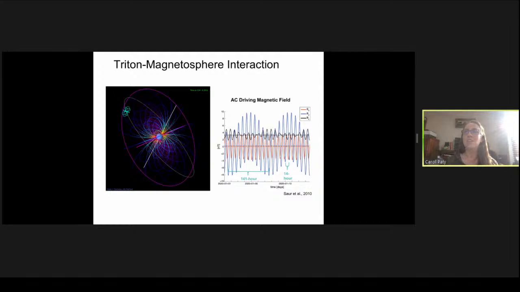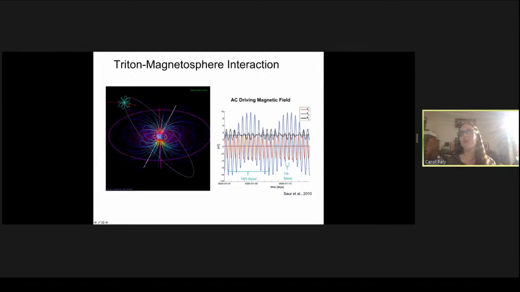Sorry about that. These driving waves are really illustrated in this figure, where we see the 141-hour wave, this guy, driven by the highly inclined orbit of Triton. And here's the 14-hour wave that's essentially due to the rotation of Neptune's magnetic field. Oh, and that little red guy that's just zooming through your screen, that's Trident.